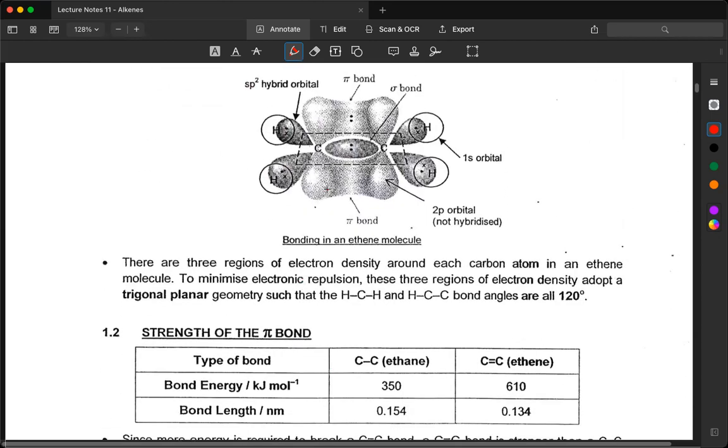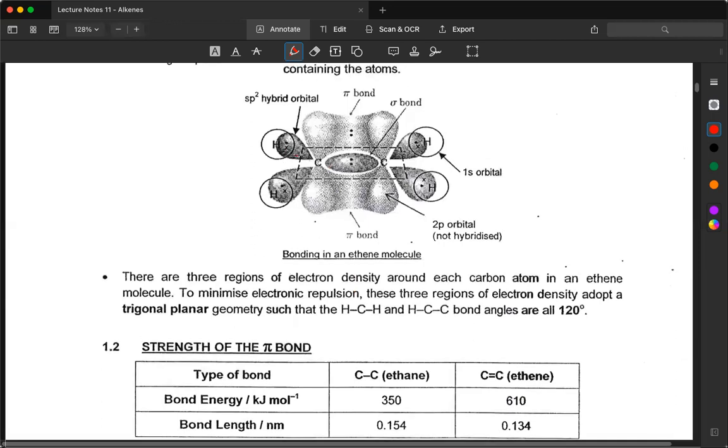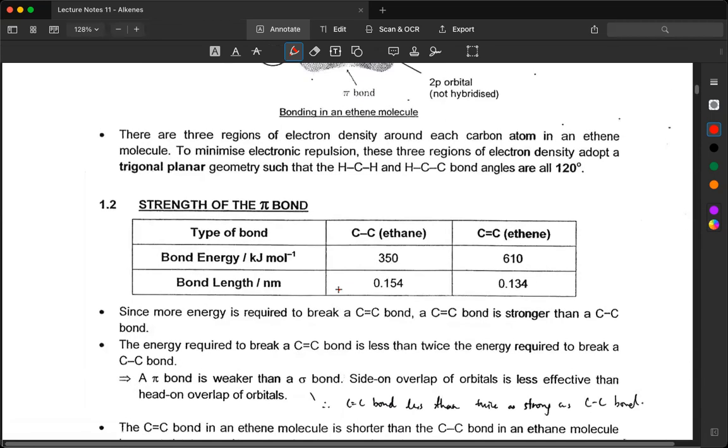There are three regions of electron density around each carbon atom in the ethene molecule. So to minimize electronic repulsion, these three regions of electron density will adopt a trigonal planar geometry such that the angle between the bond pairs will be 120 degrees.